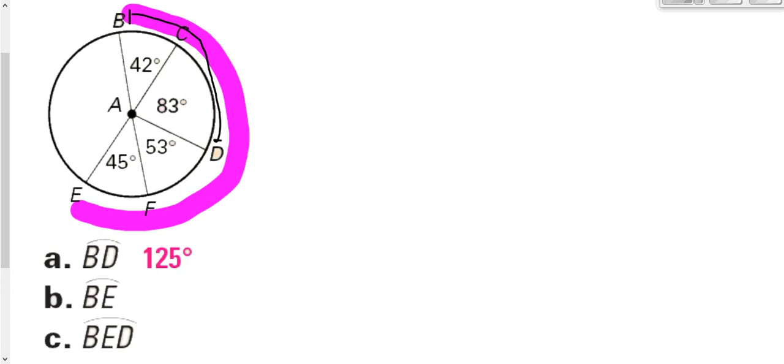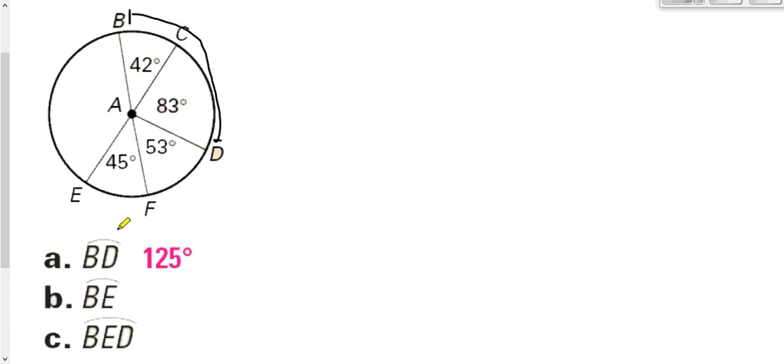Now this is where you have to remember the difference between major arc and minor arc. It's two letters here, so it has to be the minor arc, the smaller distance. So if I look at all of that, I've got 42, 45, 53, and 83. I'm going to add those all together and subtract from 360. So 42 plus 45 plus 53 plus 83 is 223. And 360 minus that is 137.